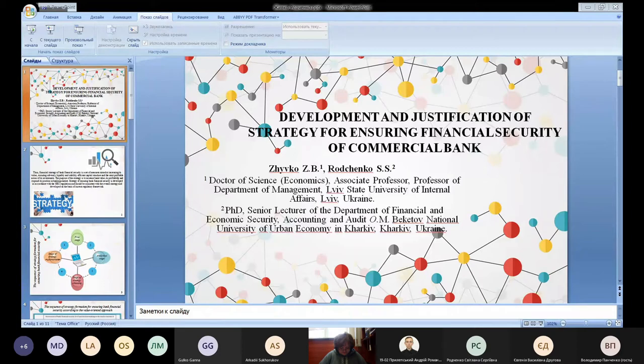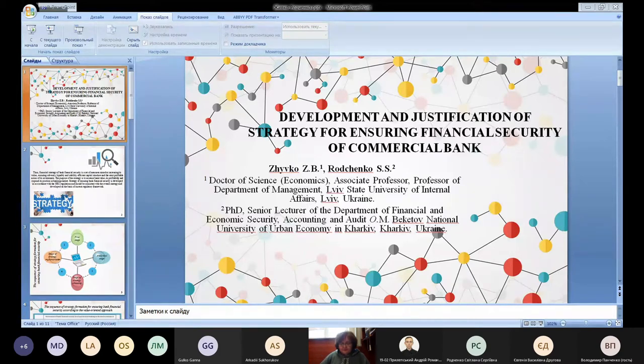The strategy of ensuring bank financial security is developed in accordance with the National Bank of Ukraine regulations and should be consistent with the overall strategy and developed on the basis of the current regulatory framework. Despite the diversity of strategic approaches to ensuring the safety of different banks in the form of ownership, size, and capital, the formation of the strategy should take place in a certain sequence. The main stages of forming a financial security strategy are shown on our slide.